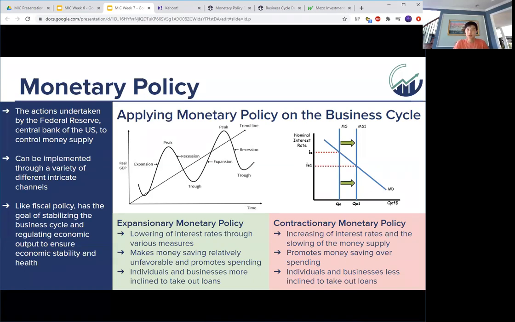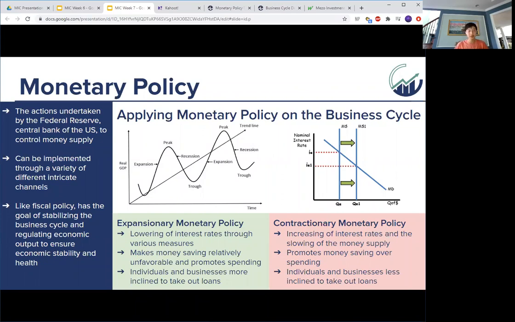However, I would want to focus on the foundation and start talking about the basics of expansionary and contractionary monetary policy. So let's first take a look at expansionary monetary policy. So if a country is facing a high unemployment rate during a slowdown or recession, the Federal Reserve can opt for an expansionary policy aimed at increasing economic growth and expanding economic activity. So as a part of expansionary monetary policy, the Federal Reserve often lowers the interest rates through various measures that make money saving relatively unfavorable and promotes spending.